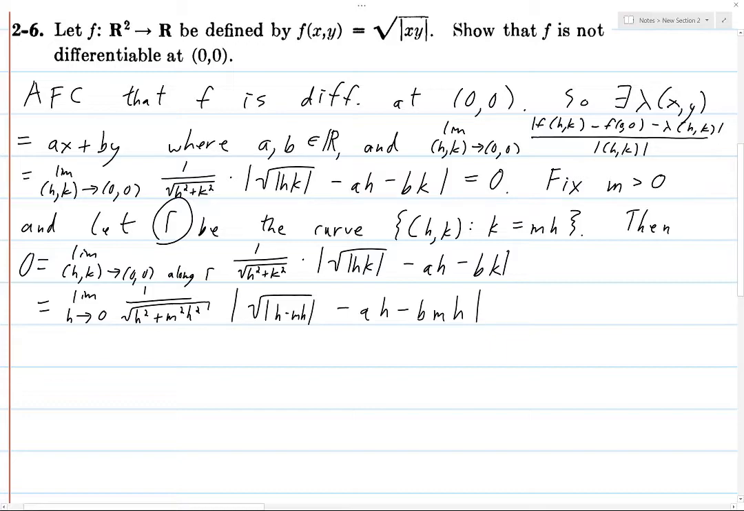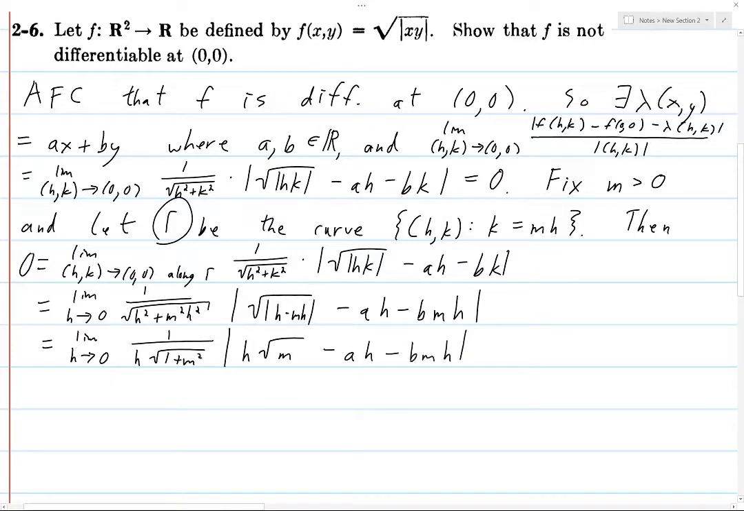Alright, so now this is the limit as h goes to 0 of, let's see here, we can factor out an h squared in the denominator underneath the square root, and then when we bring the h squared outside the square root, it becomes just an h. So we get h times the square root of, and after we've factored out the h's, we just have 1 plus m squared. This is all on the bottom here. Then on the inside, we've got the square root of h times h, and we can bring that out of the square root and get just h, and we multiply by the square root of m. M is positive, so we don't worry about the absolute value. And minus ah minus bmh.